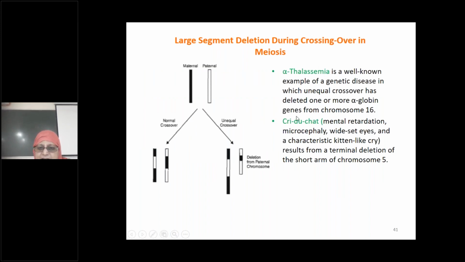Another condition is called Cri-du-chat, which has a characteristic presentation with mental retardation, microcephaly, widely set eyes, and a characteristic kitten-like cry. This results from a terminal deletion of the short arm of chromosome 5.